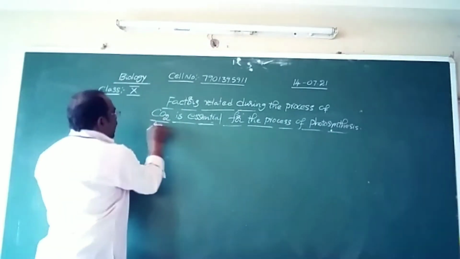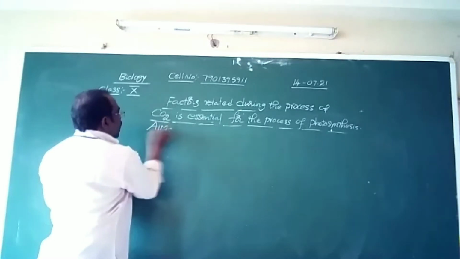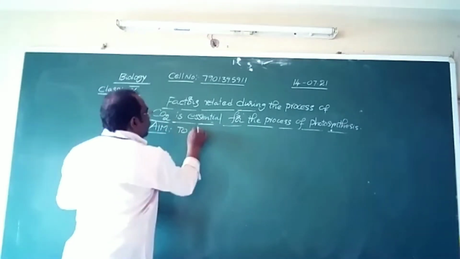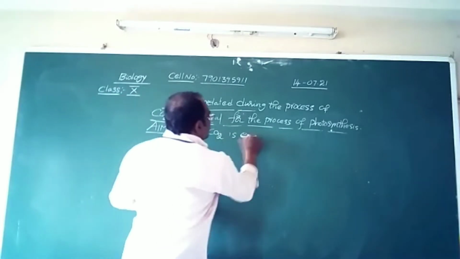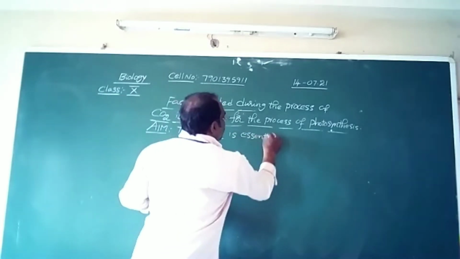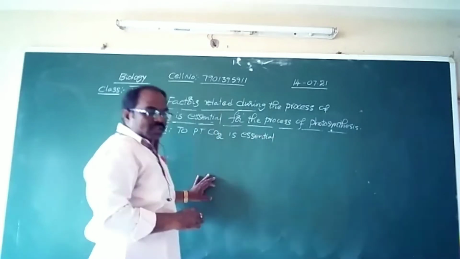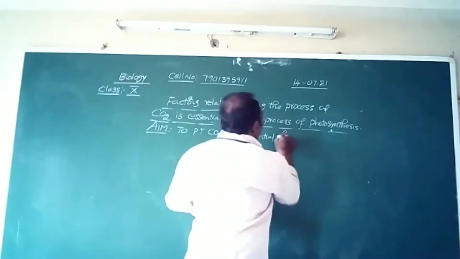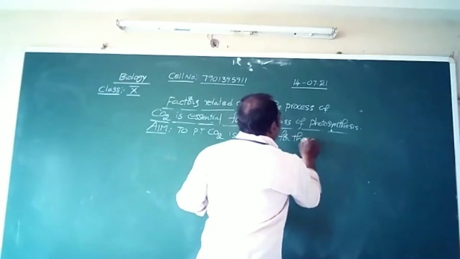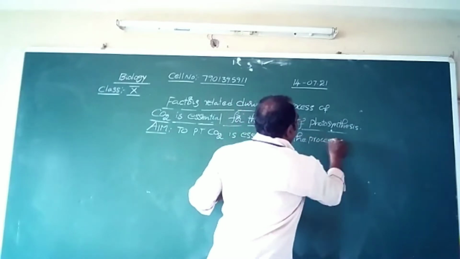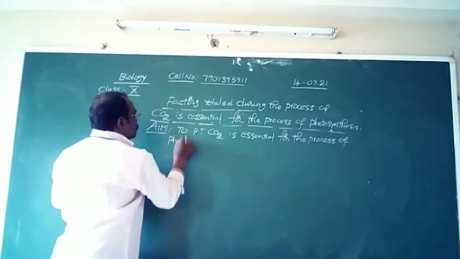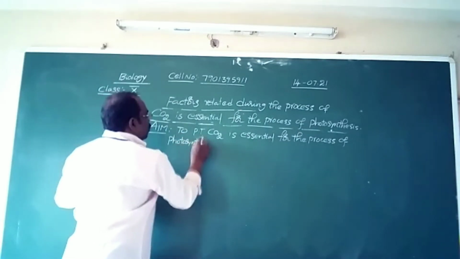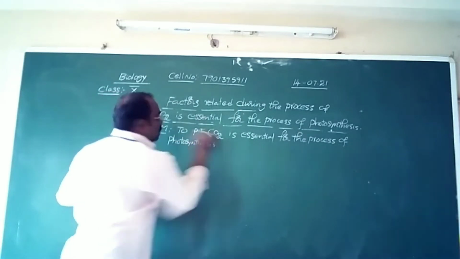First of all, the aim: to prove that carbon dioxide is essential for the process of photosynthesis.